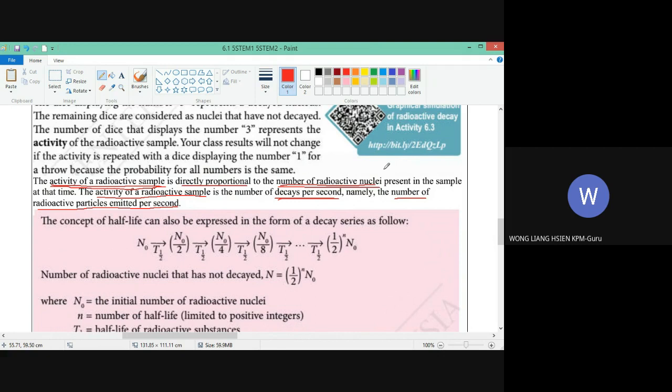So usually the half-life does not affect this very much. It depends on the number of radioactive nuclei. So if the number of radioactive nuclei is a lot, of the same substance with the same half-life, then the activity can be higher.